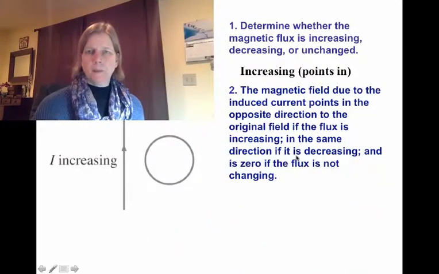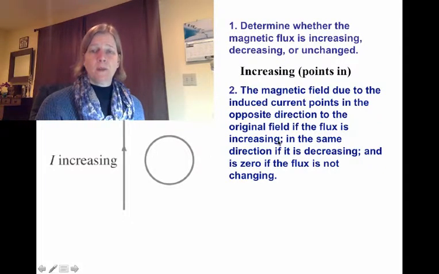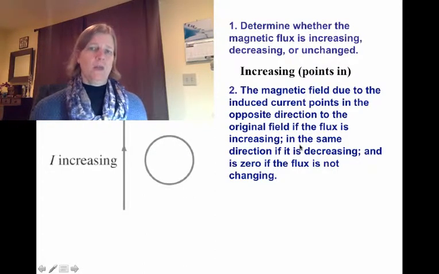Next step, step 2, magnetic field due to the induced current points in the opposite direction to the original field as the flux is increasing. So our flux is increasing, so the magnetic field due to the induced current points in the opposite direction. We already figured out the magnetic field points in, so the magnetic field from the induced current will point outward. So we have our answer there.